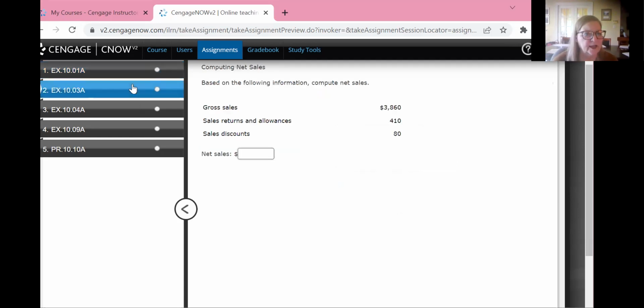All right, then 3A, we'll try that one. This one's just a compute net sales. So what we're looking at is we have gross sales of 3860. We have sales returns and allowances of 410. We have sales discounts of 80.